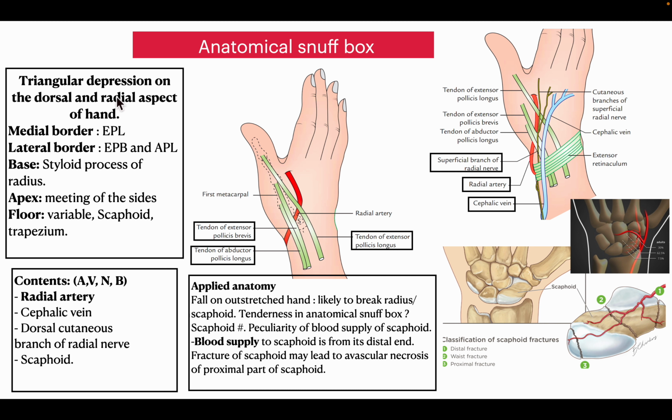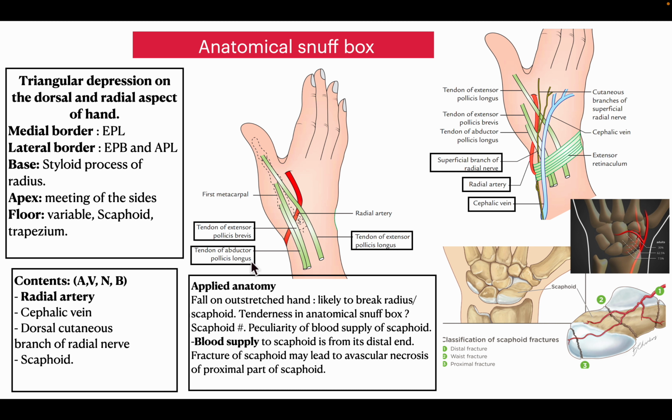The anatomical snuff box is a triangular depression on the dorsal and the radial aspect of the hand. It has a medial border, which is formed by the tendon of extensor pollicis longus. The lateral border is formed by the tendons of extensor pollicis brevis and abductor pollicis longus.